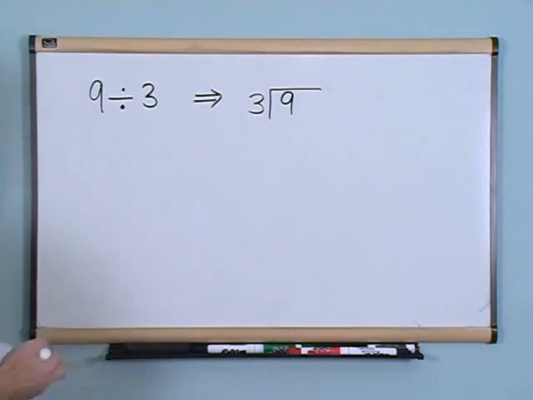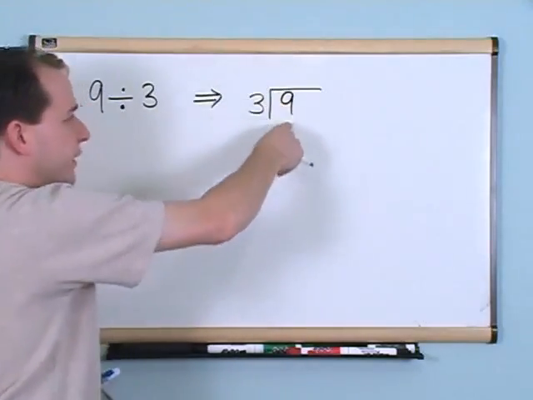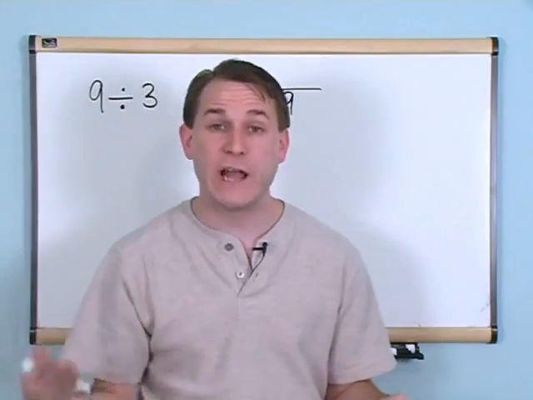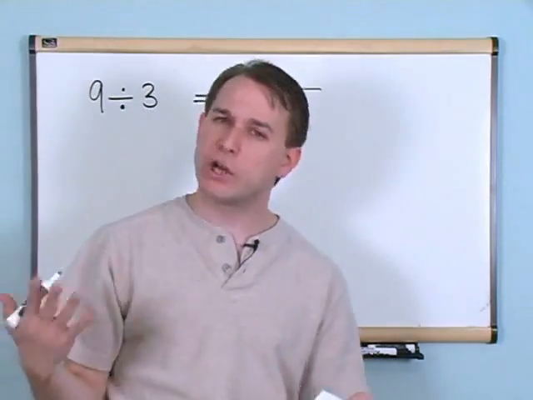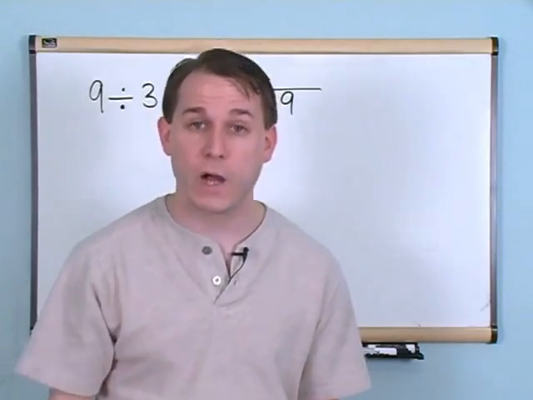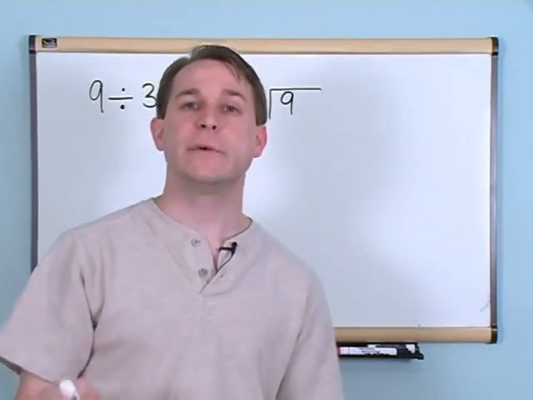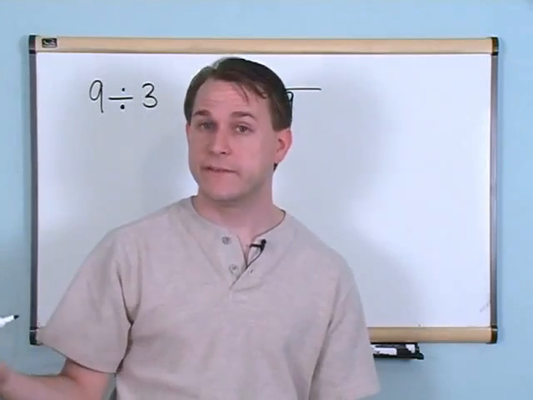So the question is, okay, 3 times what number is going to give me 9? 3 times what number is going to give you 9? So if you don't remember off the top of your head, that's okay. Just start from the beginning. 3 times 1 gives you 3. That's not right because we're looking for 9. 3 times 2 gives you 6.